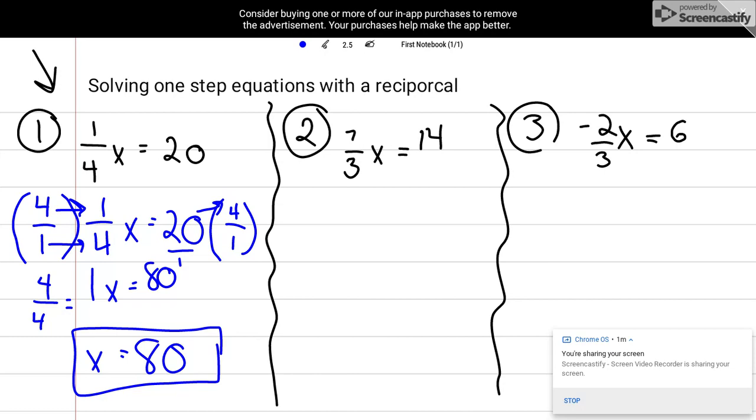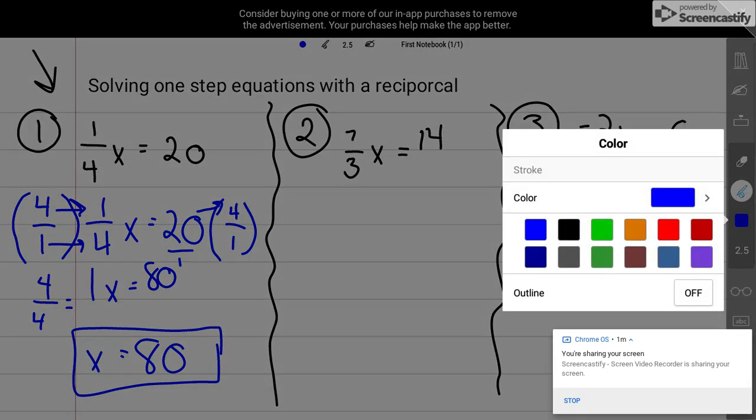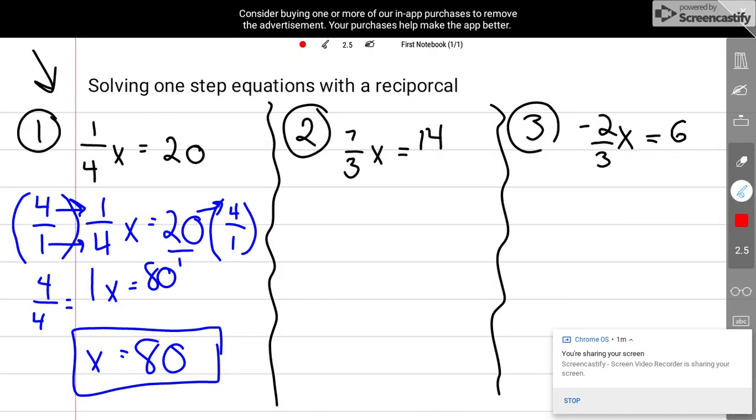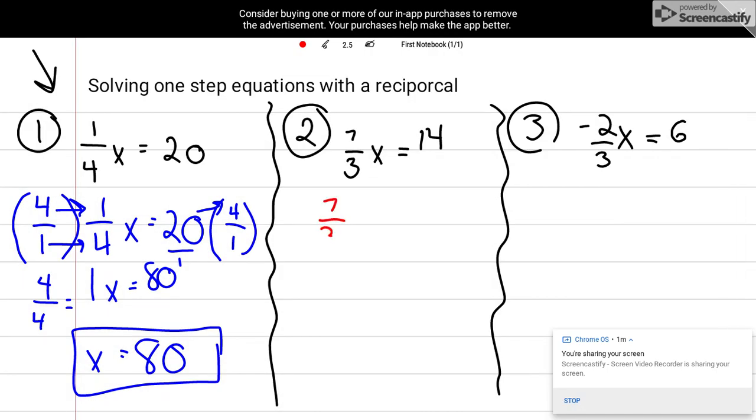So now I have 7/3 x equals 14. So again, I'm going to rewrite the problem. Let's pick another color. Let's pick red. So 7/3 x equals 14. My reciprocal is going to be the opposite of 7/3, which is 3/7. And I'm going to multiply that by both sides.